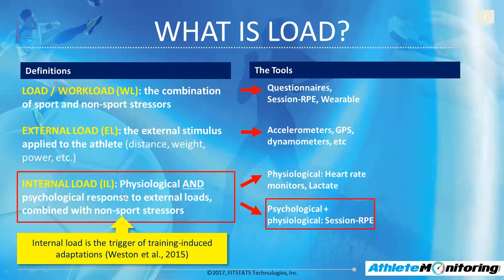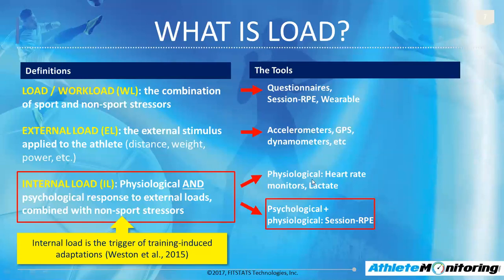And then you have the internal load. That's the physiological and psychological response to the external load, combined with non-sport stressors. So again, this is a kind of combined metric, but it's the trigger of training-induced adaptation. Internal load is extremely important because the external load is something you have to do, and the internal load is the response, the body response and the mental response to this work. If you don't respond well, you need to modify the external load to adapt to that. So it's kind of a loop: you monitor internal load, then you adjust the external load. You monitor, you adjust.